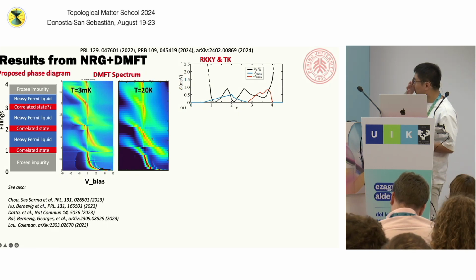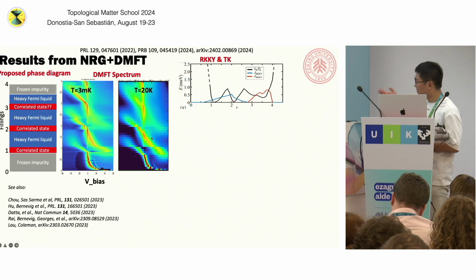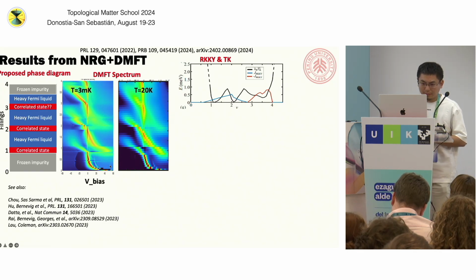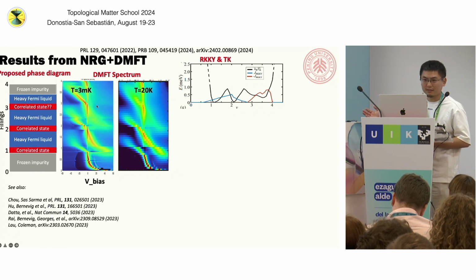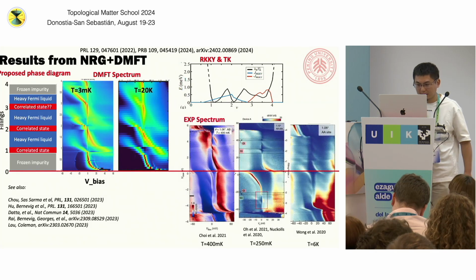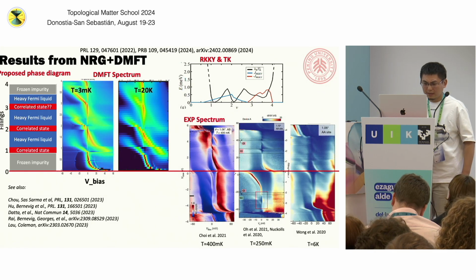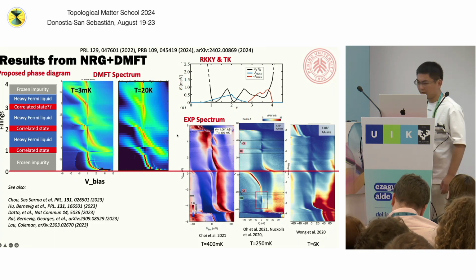And now we are running calculations with electron-photon couplings. When the electron-photon coupling is included, we find that the peak between 1 and 2 is still there, but the peak between 2 and 3 may disappear, because the electron-photon coupling will strongly suppress the Kondo physics. I will explain this later. And we can also compare this to the experimental spectrum.